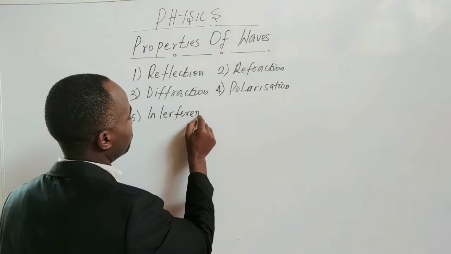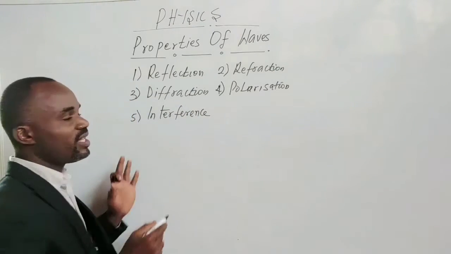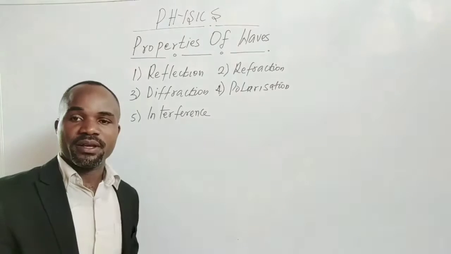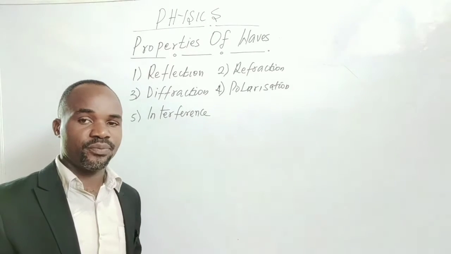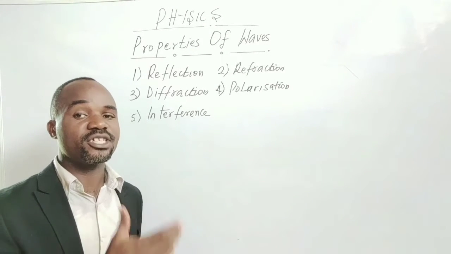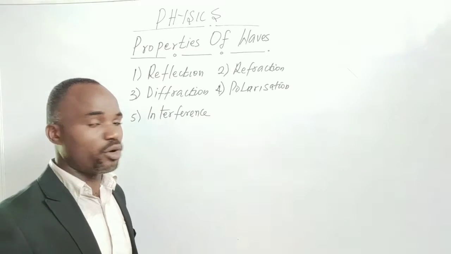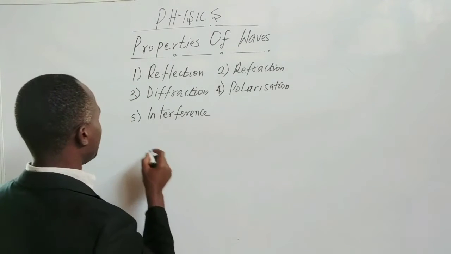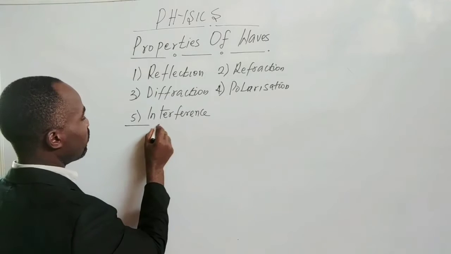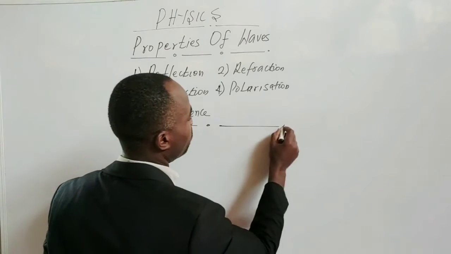Interference of waves. So these are the 5 properties of waves. We might have a 6th one, but let's just begin with these 5 properties. Right away, we start with number 1.